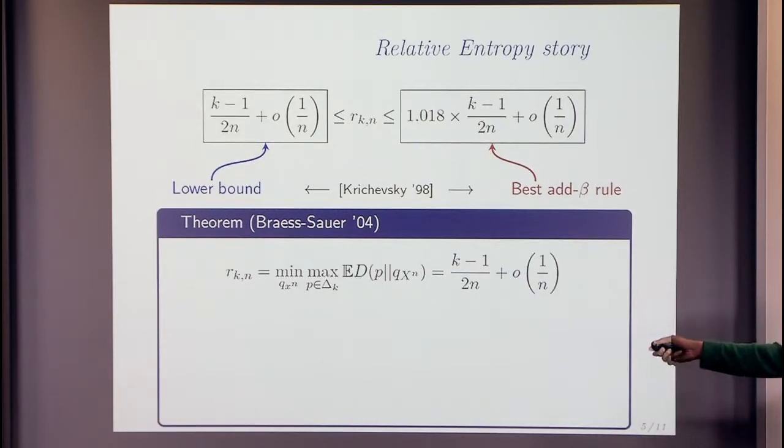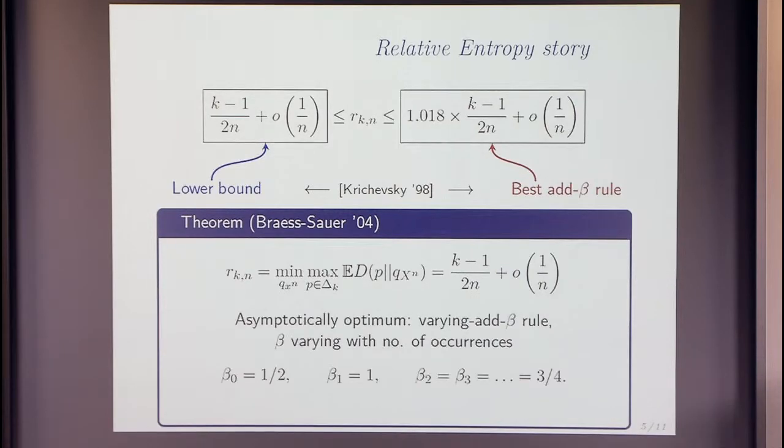But of course, no add beta estimator would achieve this. That already Krzyzewski showed us. So in fact, the optimal estimator, which achieves the first order term, was described by Braess and Sauer to be the following. It's a varying add beta rule. So the probability you assign to a symbol is proportional to the number of occurrences of that symbol plus a beta that also depends on the number of occurrences. If you see a symbol i times, the probability you assign to it is proportional to i plus beta_i, and beta_i is given by this formula. Beta_0 is 1/2, beta_1 is 1, and all subsequent betas are 3/4. This is an estimator which gets you this behavior.